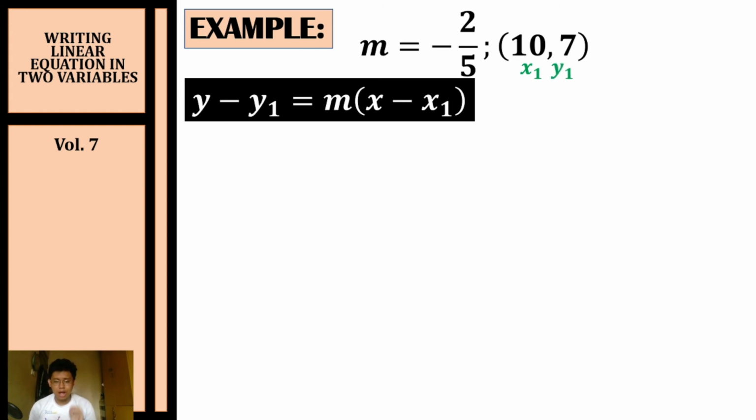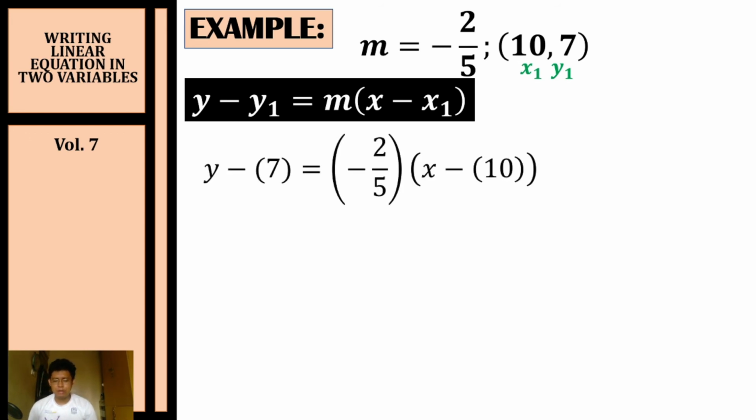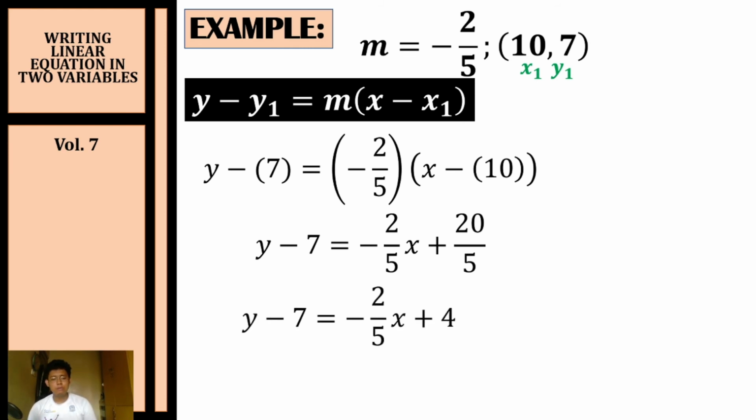Now let's substitute our given slope and the point to our point slope form. So we will have y minus 7 is equal to negative 2/5 times the quantity of x minus 10. Let's distribute negative 2/5 to our group. So we will have y minus 7 is equal to negative 2/5x plus 20/5. Now, simplify if possible. We will have y minus 7 is equal to negative 2/5x plus 4.